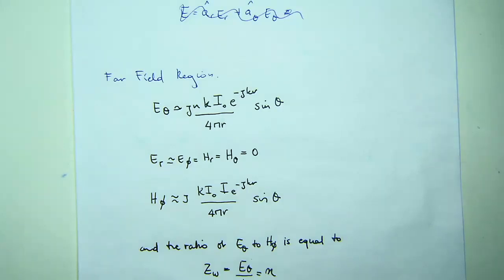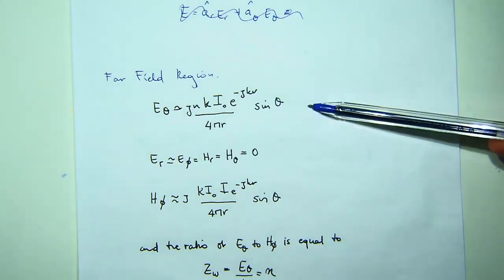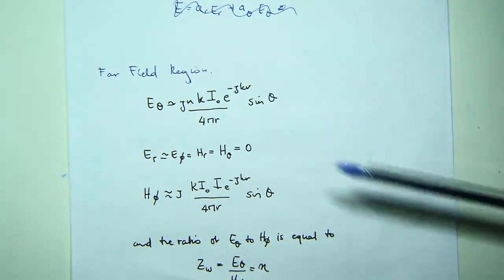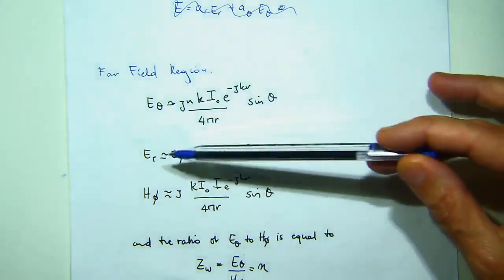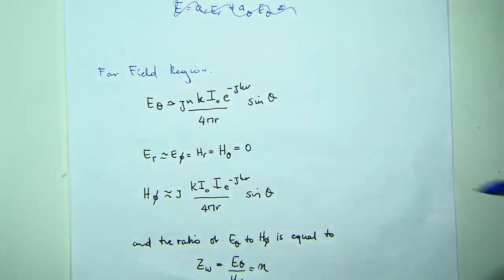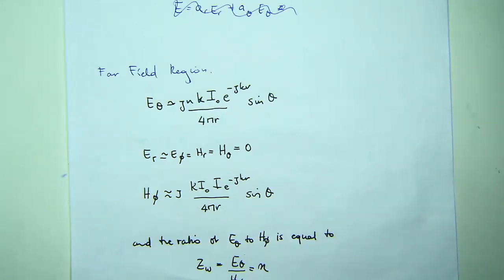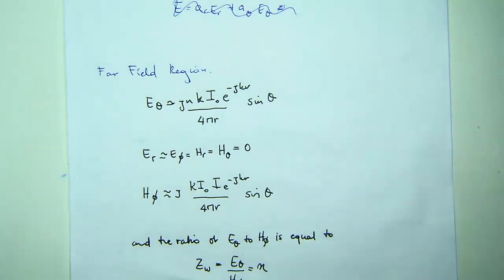In the far field region of a dipole, E_theta has the following structure, or the following equation. E_r is approximately equal to zero, because if you think about it, for a dipole the field is around rather than radially. It's the current flowing on the dipole that tells us what the field is going to be.